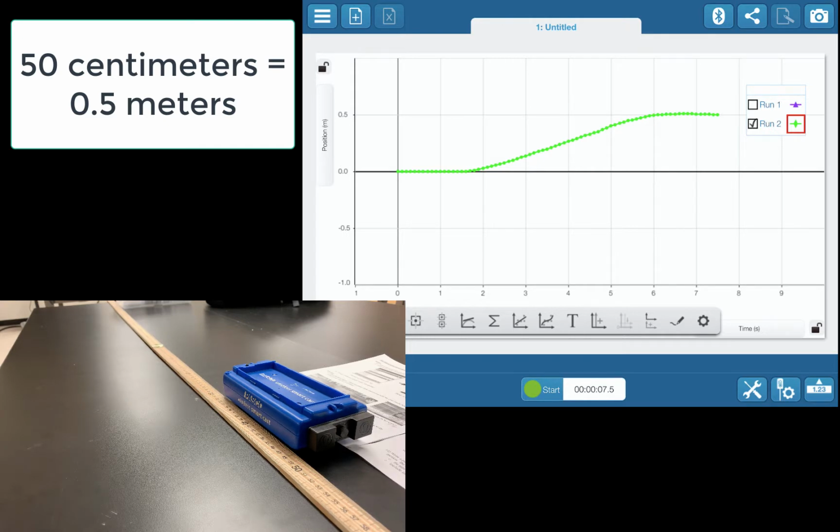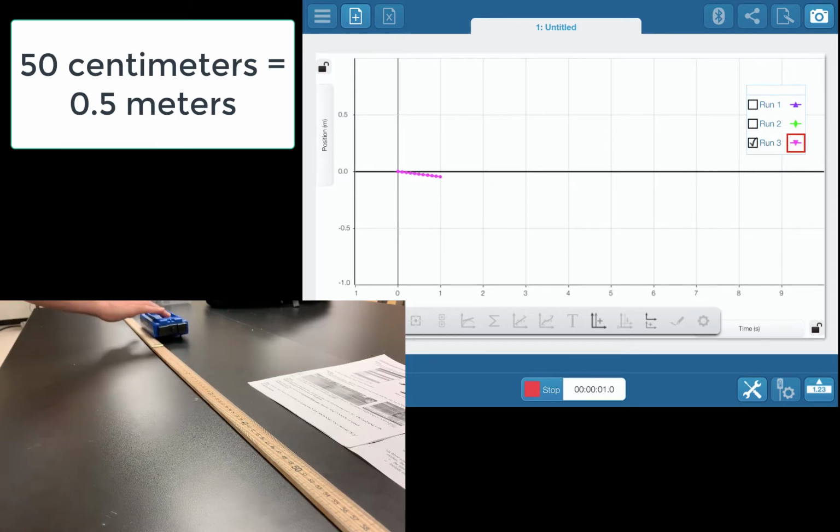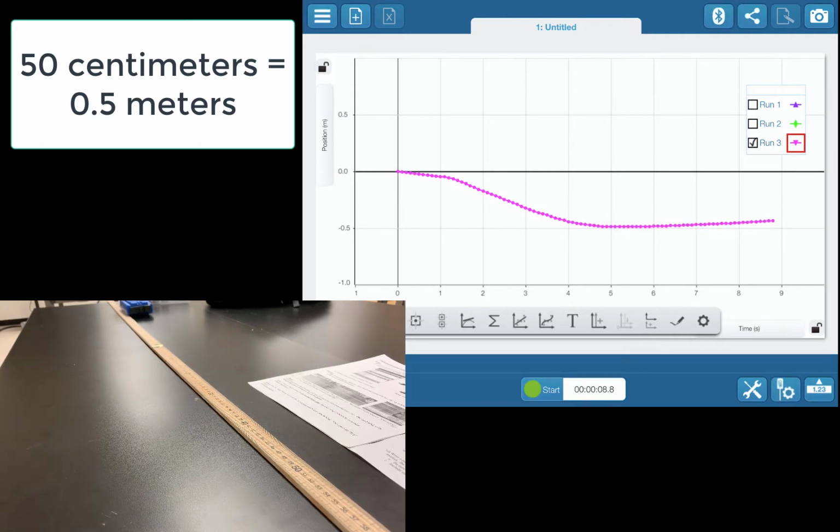The next trial, reset the cart, and the next trial asked us to do something similar, except this time we're moving the cart backwards. And so I'm going to have to walk over there, so I'll start the trial, and we're going to move the cart backwards to 50 centimeters, or 0.5 meters, and then we're going to stop. And so if we look at the graph from about time equals 1 second to time equals about 5 seconds, we can see that now we have a sloping line, but it's sloping down. And that's going to negative 0.5.